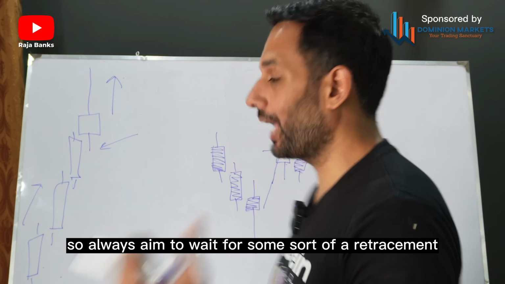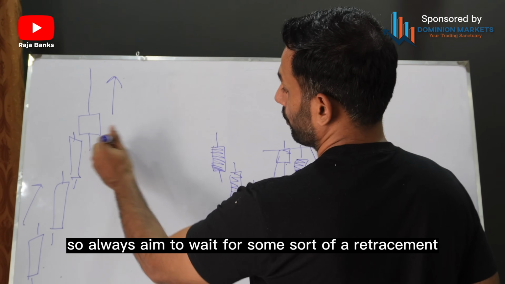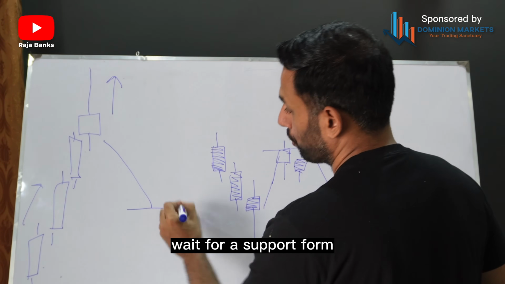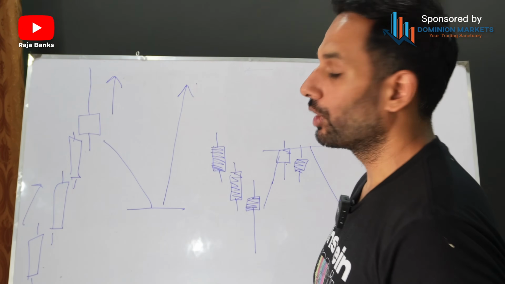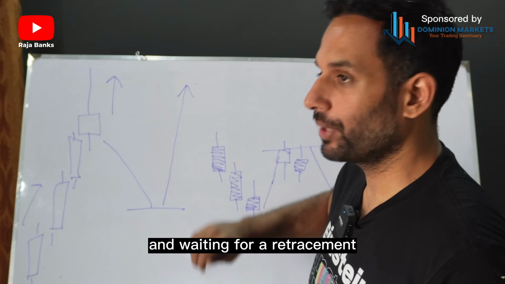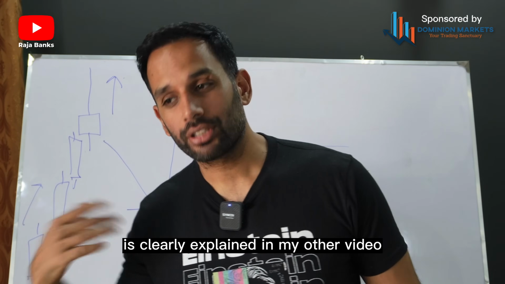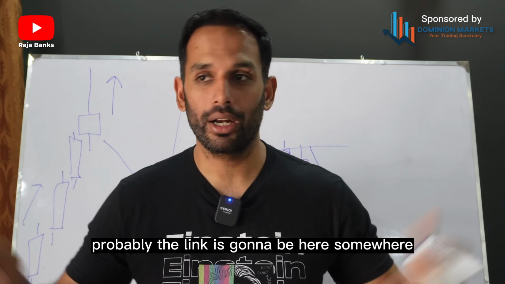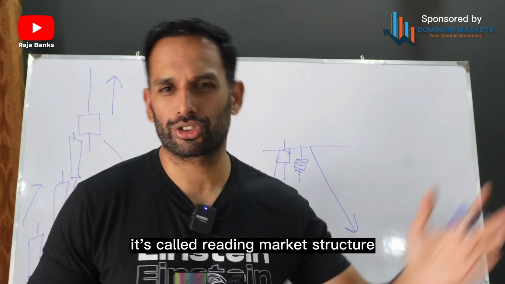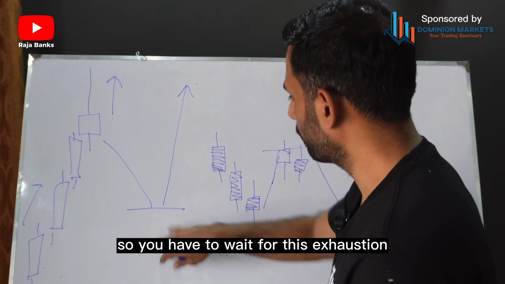So always aim to wait for some sort of a retracement, wait for a support to form, and then have the continuation going up, right? And waiting for a retracement, waiting for a support to form, it's clearly explained in my other video. Probably the link is going to be here somewhere. It's called Reading Market Structure or something like that, right? So you have to wait for this.